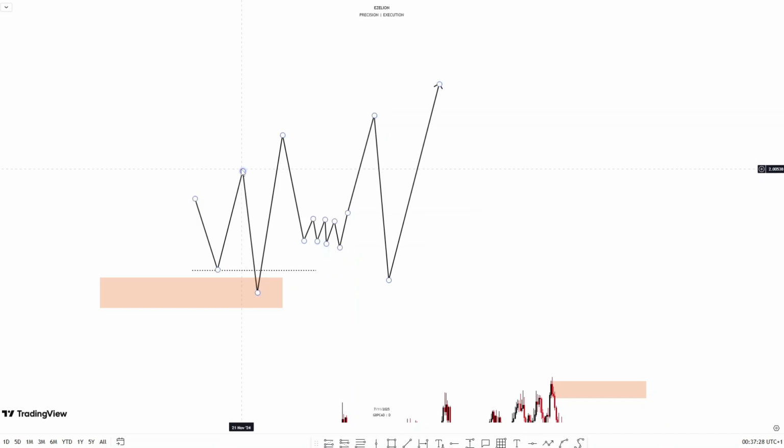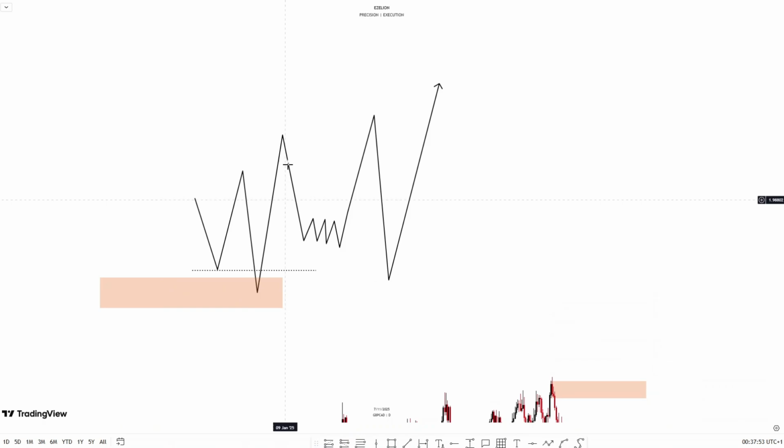You want to see a clear break of structure, and you want to make sure the zone is actually the last candle before the move. Because in this case you might be looking at this one and expecting this zone, but this is not the origin of the move. The origin is this one of this actual move. So what are the criteria? One, you want to see a clear liquidity sweep and a clear break of structure.